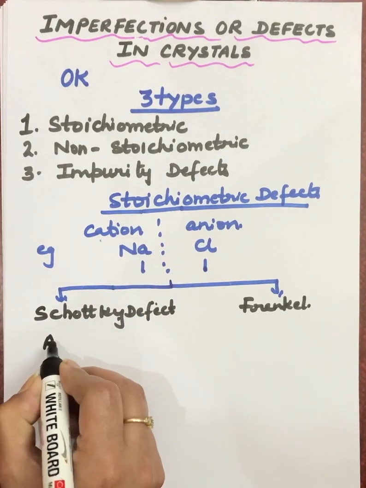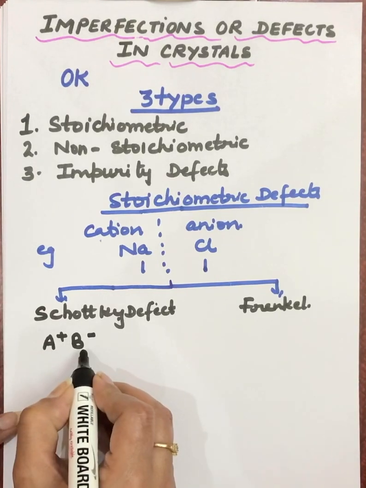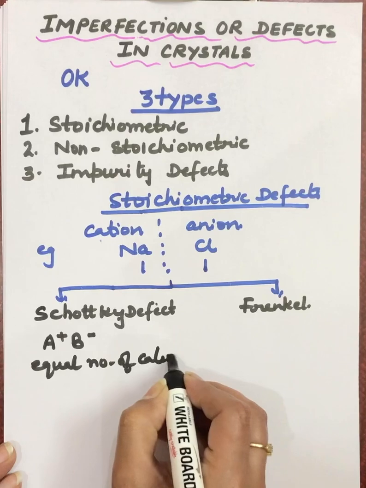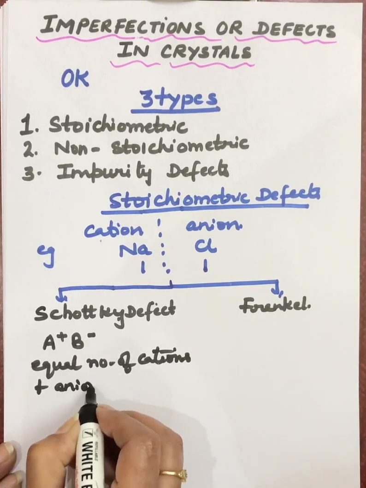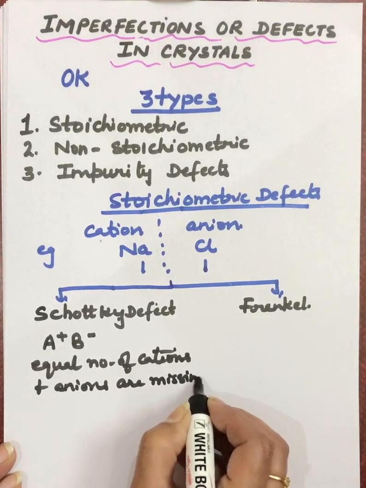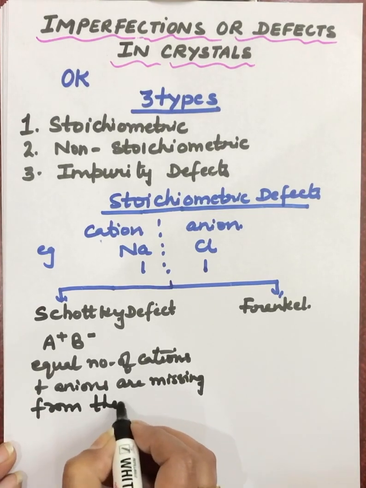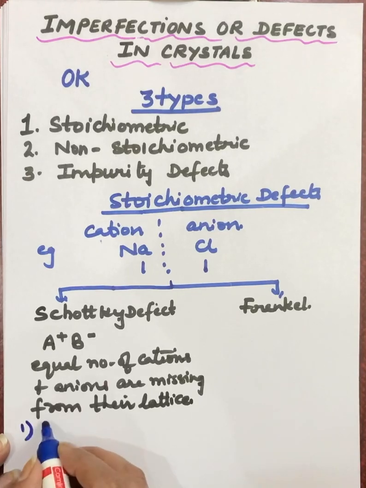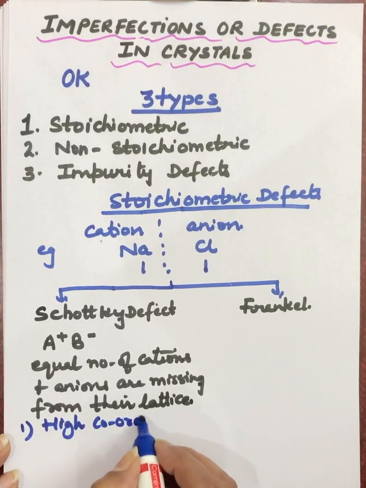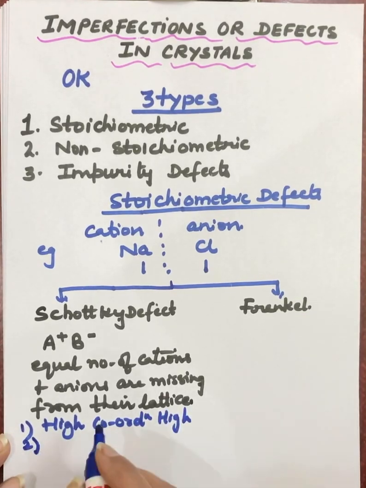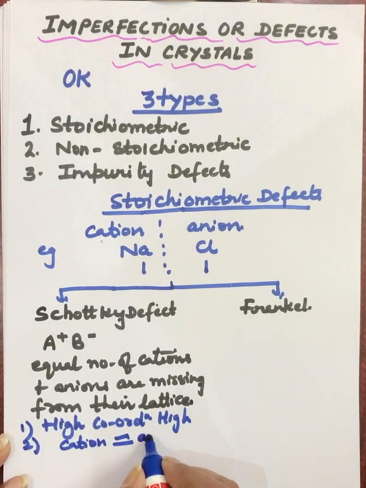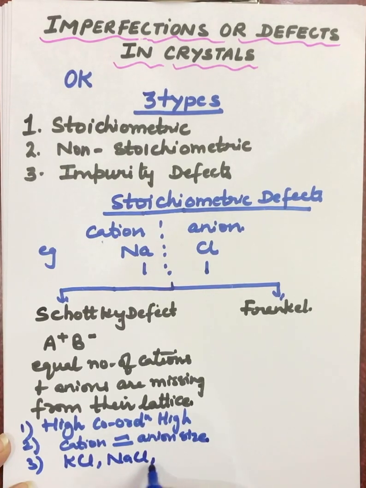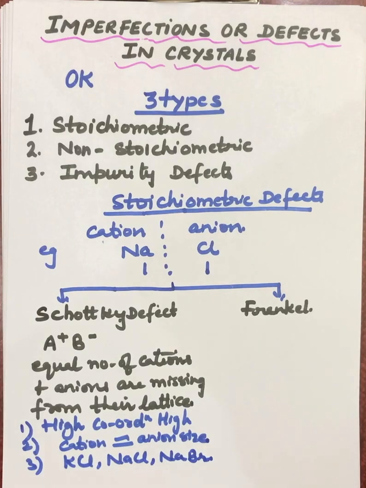If, for example, we take a crystal of this type A plus B minus, like Na plus Cl minus, and in this crystal, equal numbers of cations and anions are missing from their lattice site, then this defect is known as Schottky defect. This defect is seen in compounds with high coordination number. And second is when the size of cation and anion is approximately the same. Examples: KCl, NaCl, NaBr, alkali metal halides, mostly they come under this defect.